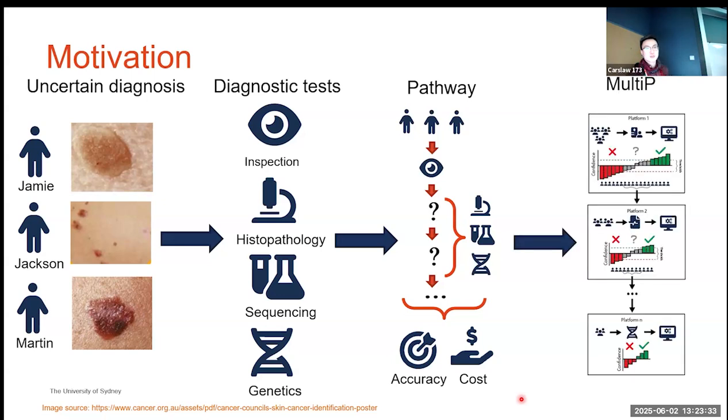And so that brings us to our framework, multi-P, which stands for multi-platform precision pathways, where we build these clinical pathways from data, so that we can build these in an unbiased, quantitative way, and we can also optimize these on accuracy and cost.